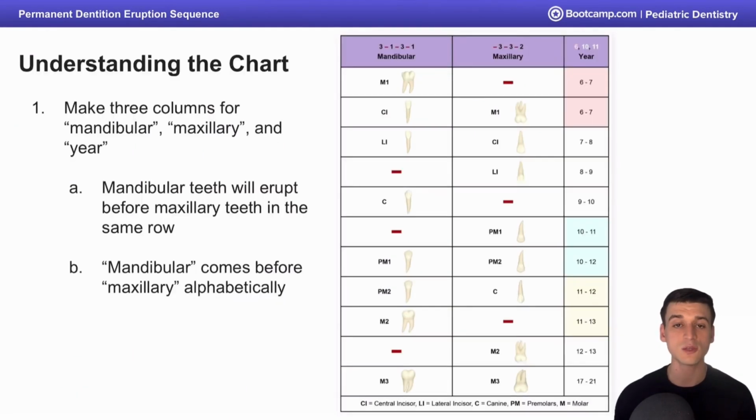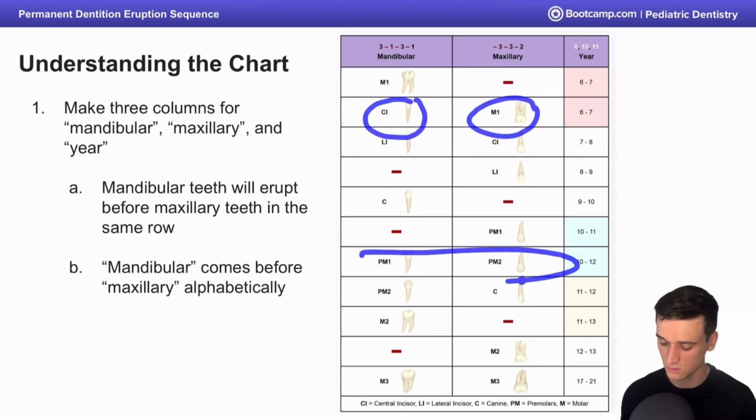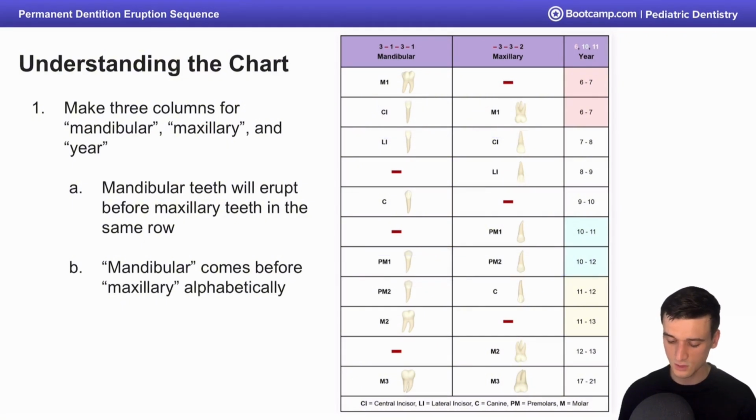The first thing you would want to do to organize yourself is to make 3 columns denoted mandibular, maxillary, and year, like we have here. If you took any row within our table, you would expect that the mandibular tooth is going to erupt before the maxillary tooth within that row. Something you can use to remember this is that the word mandibular would technically come before the word maxillary alphabetically.